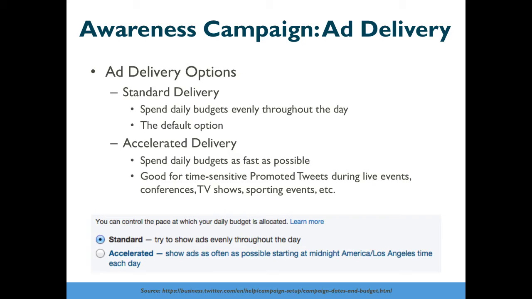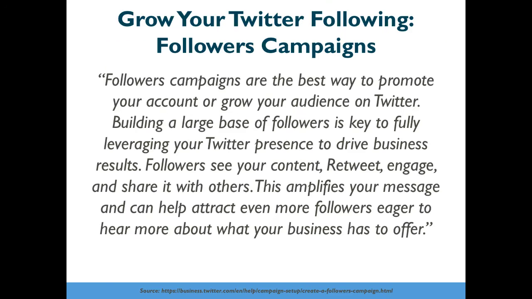You can also determine how you want your ads to be delivered. So standard delivery basically spends your daily budget maximum evenly throughout the day. That's the default option. But if you want to get your message out there as quickly as possible and spend your daily budget as fast as possible, for example, for a time-sensitive tweet during a live event or a conference, you can actually set the accelerated delivery option as well. So your budget will be spent in a quicker amount of time.